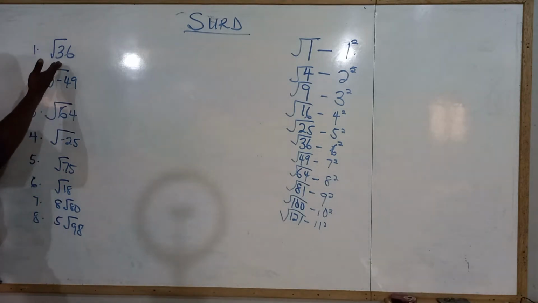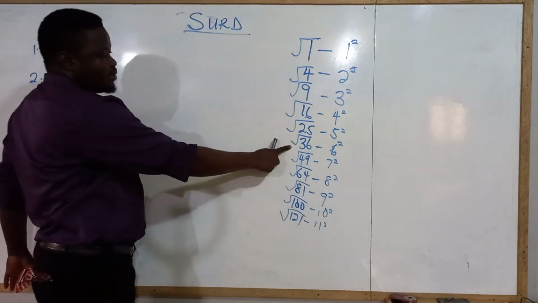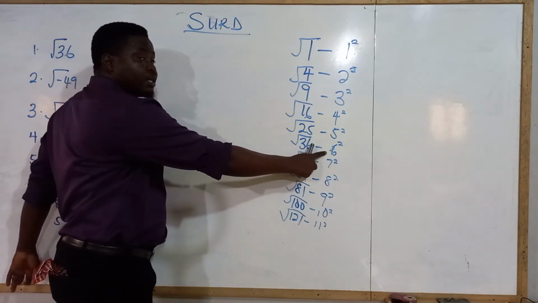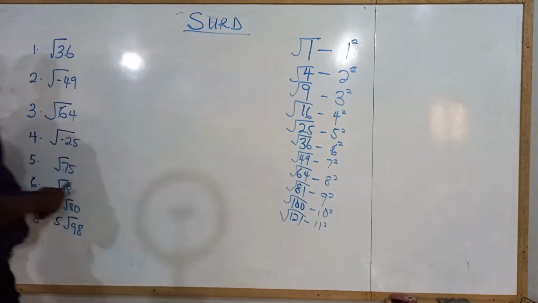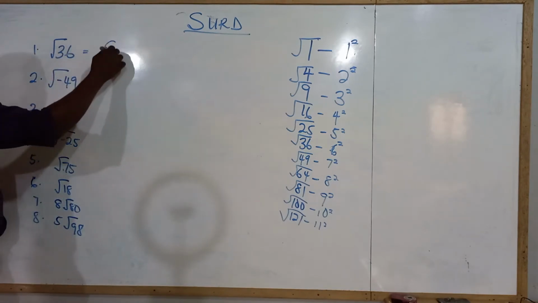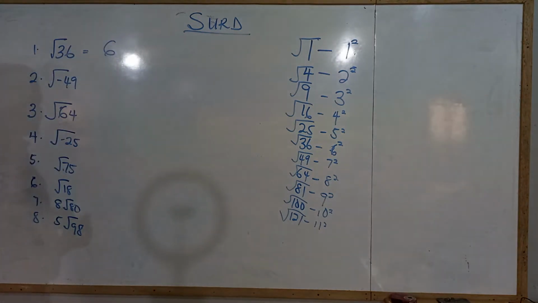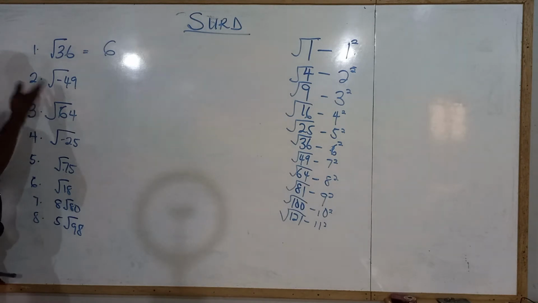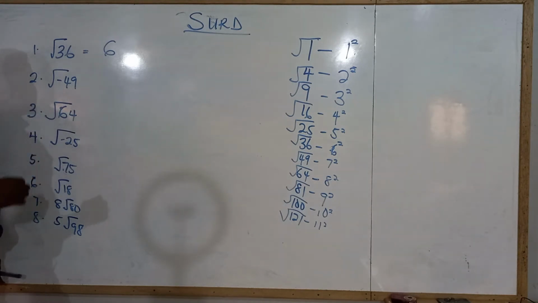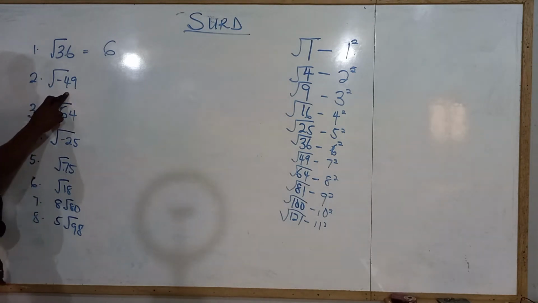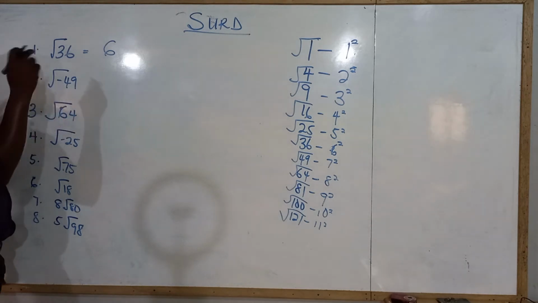Now let's look at the first example. The square root of 36. 36 is a perfect square, which is the square of what? 6. Therefore, the square root of 36 is equal to 6. Now, what about the square root of negative 49?